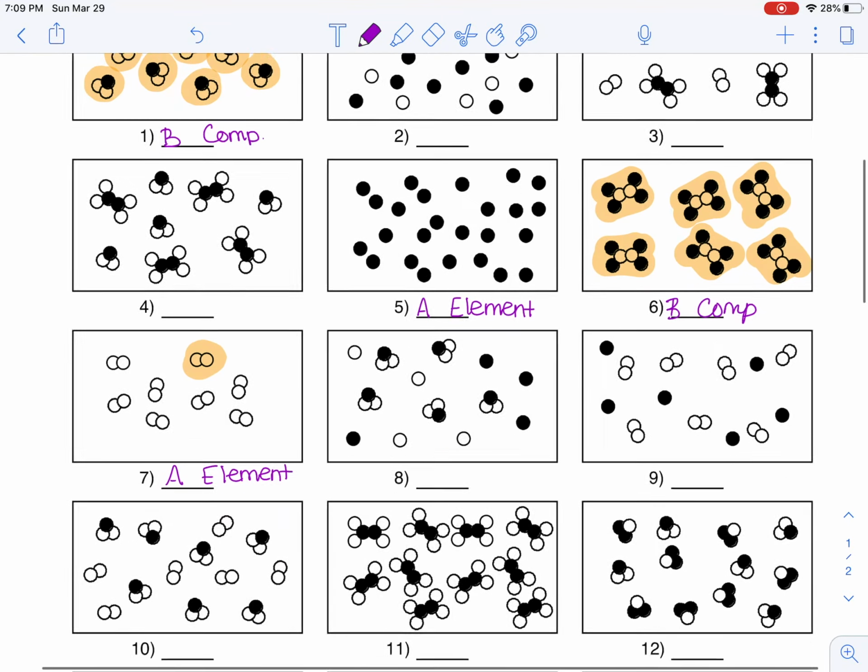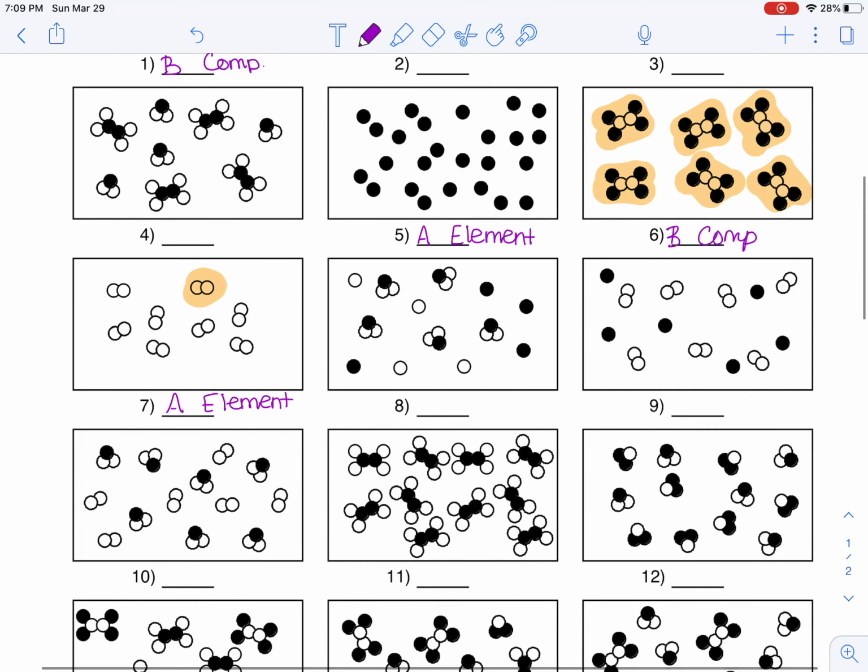If I keep looking, I see some that have compounds, but they're not all the same, so those aren't going to count for now. But here, this time, I have 4 white and 2 black, and if I double check my box, 4 white, 2 black, they are all the same again, and so those are also a compound.